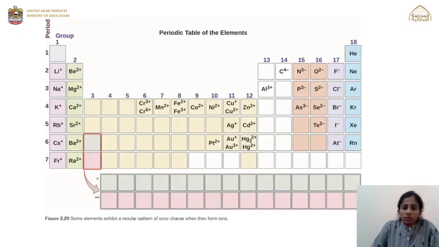Okay, so in order to write the formula for an ionic compound, you should know the charges of the elements which are forming the ionic compound. So for that, you can refer to this table. This is the periodic table which has some elements missing here, but you have some of the ions represented here which will be useful for you to write the formula. So there is a general trend in order to remember the charges. Always the group 1 elements will have +1 charge and group 2 elements will have +2 charge.